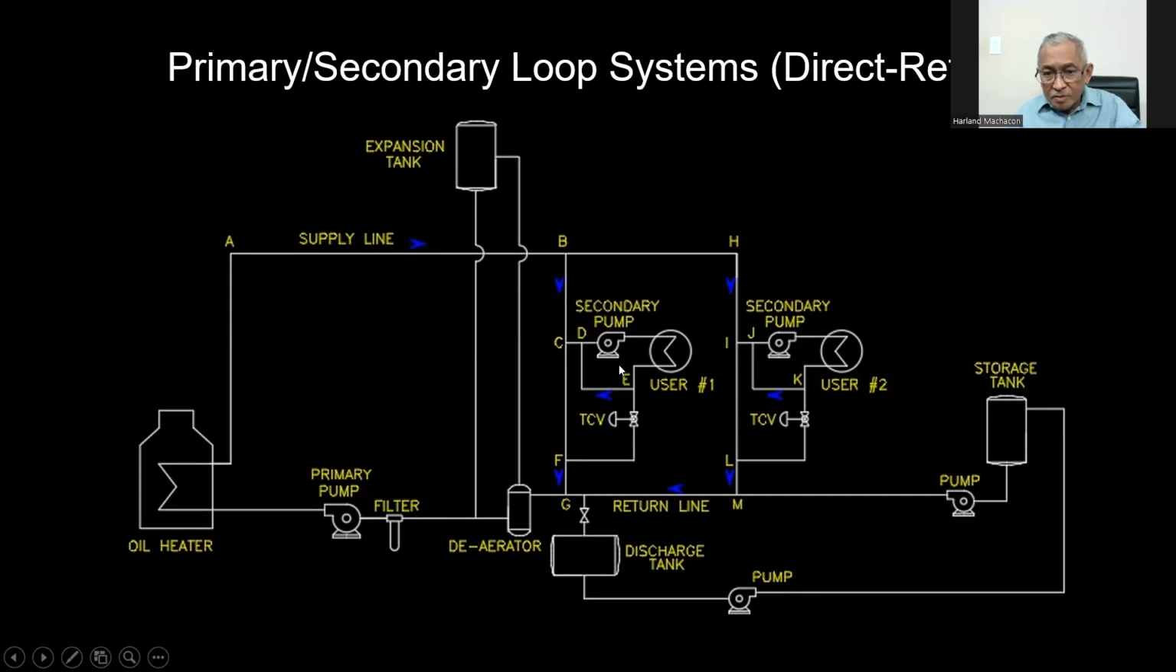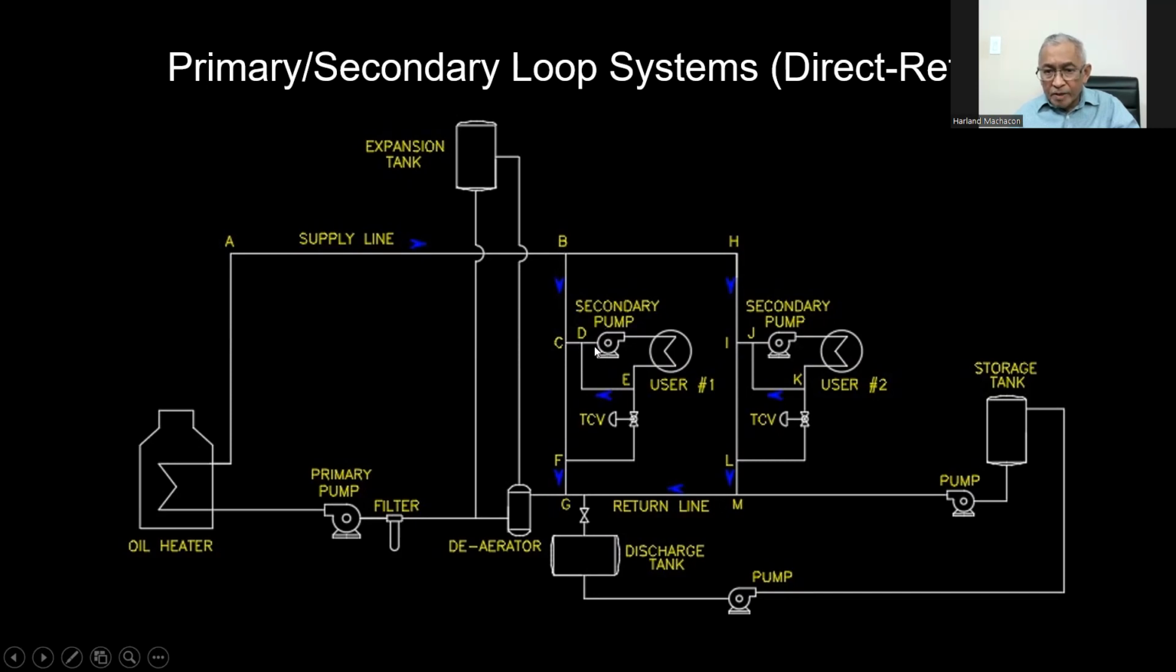And if you look at the users here, let us focus on user number 1. It has its own secondary pump. So when the pump is off, what will happen here is that oil will just flow through here from B, C, F, and G. Similarly, it flows also here from B, H, I, L. Go straight back to G and then to the aerator and so on. So if the secondary pump is not functioning, no oil goes through the user.